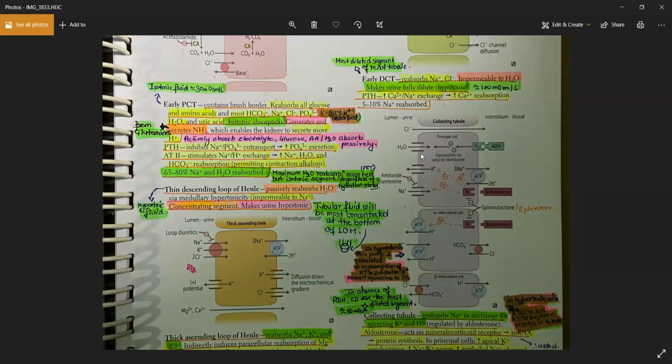I will use it in central diabetes insipidus and one more thing in childhood where I can use desmopressin. Bedwetting, yes.